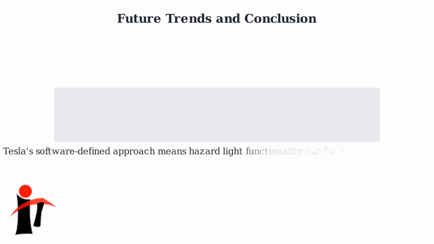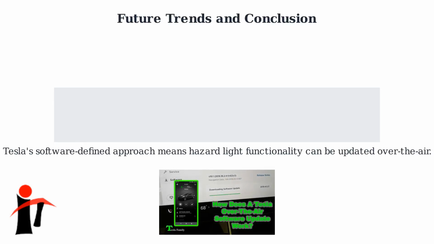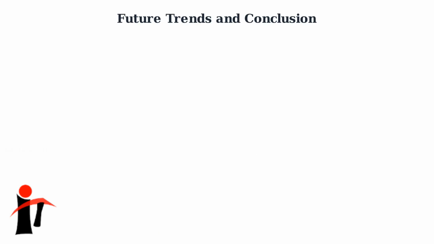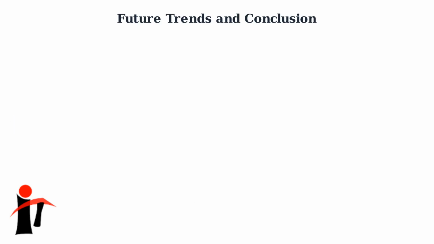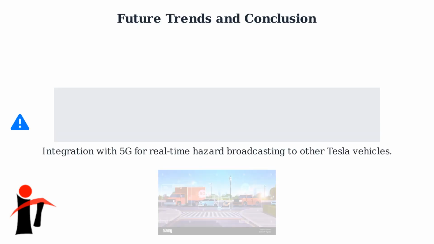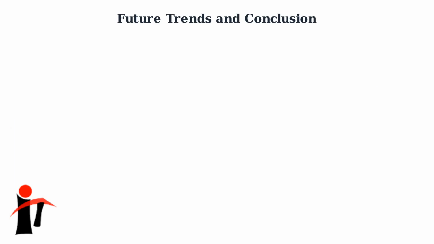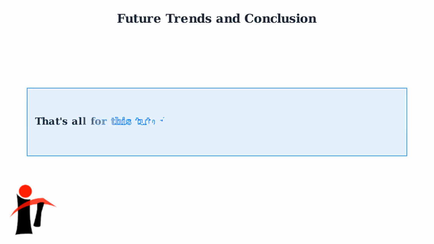Tesla's software-defined approach means hazard light functionality can be updated over the air. Future trends include potential AI-driven auto-activation based on sensor data, integration with 5G for real-time hazard broadcasting to other Tesla vehicles. That's all for this tutorial.